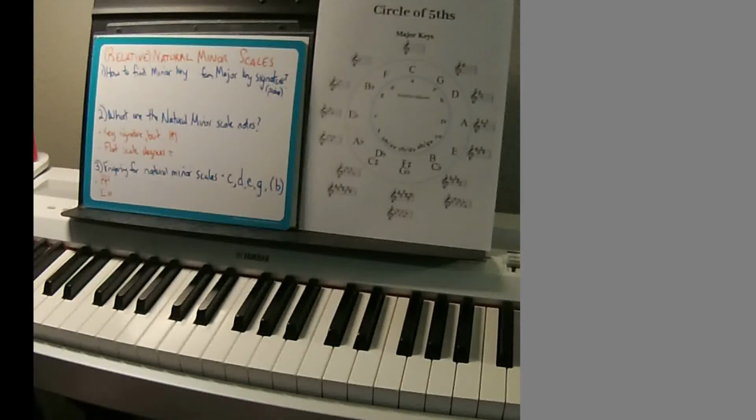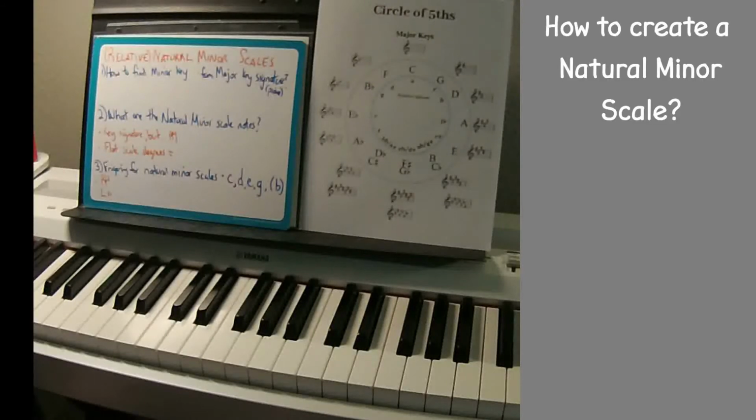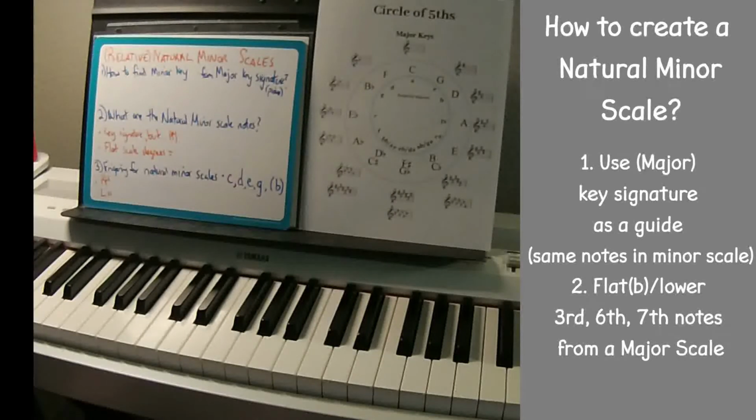So moving along to question number 2, we're trying to find out what are the notes in a natural minor scale. How would we find that out? There were 2 ways we could do that. The first way would be using our key signatures as a guide, and the second way would be flatting certain notes of a major scale to make a natural minor scale. So let's take the first way.